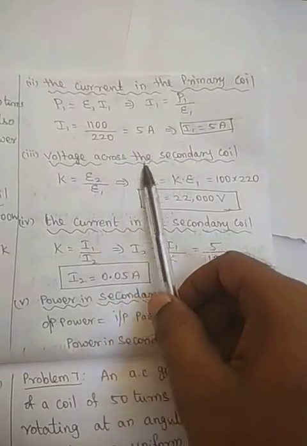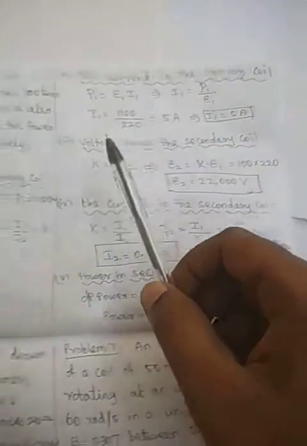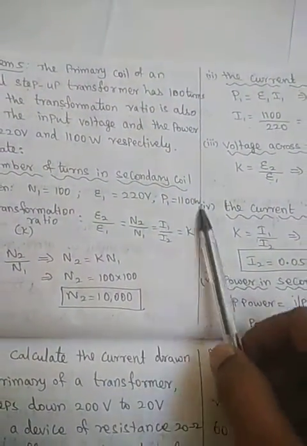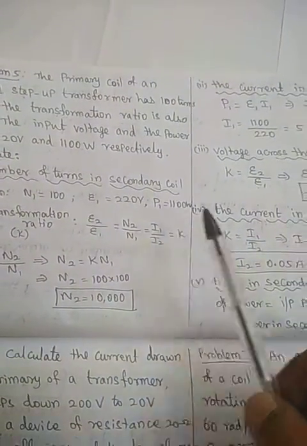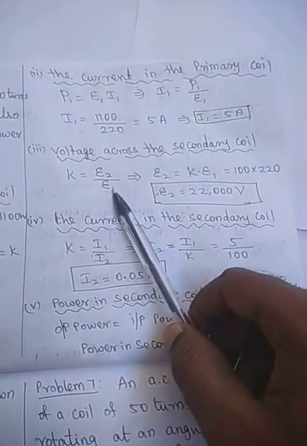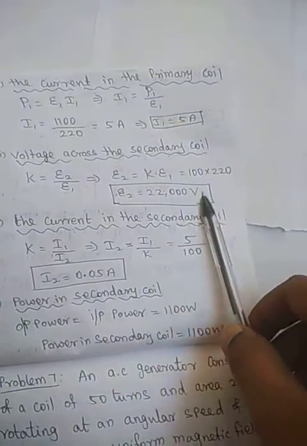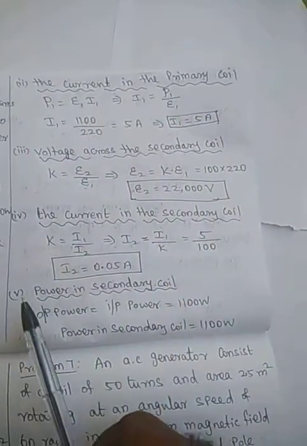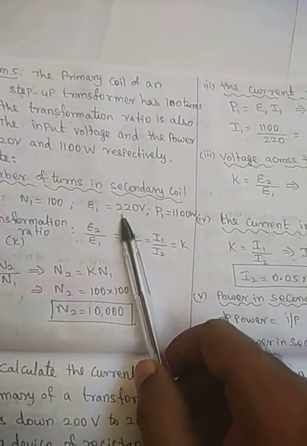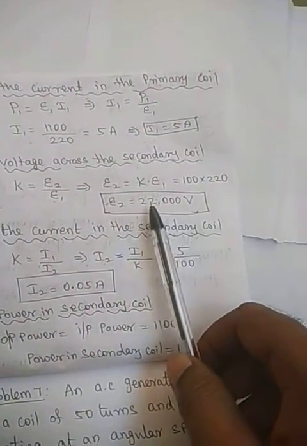Then calculate the voltage across the secondary coil. So keep these formulas, remember. E2 by E1 is equal to K. So E2 as it is, bring the E1 here, we get an answer 22,000 volts. So the input voltage is 220, then the output voltage is 22,000 volts, hence it is a step-up transformer.